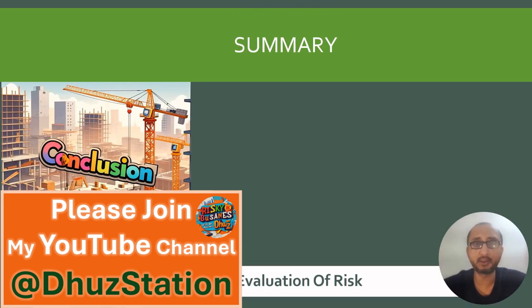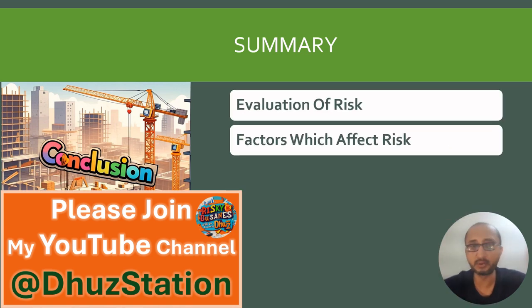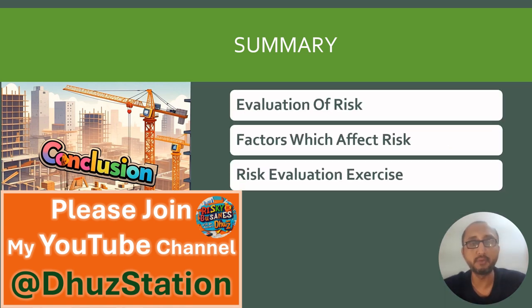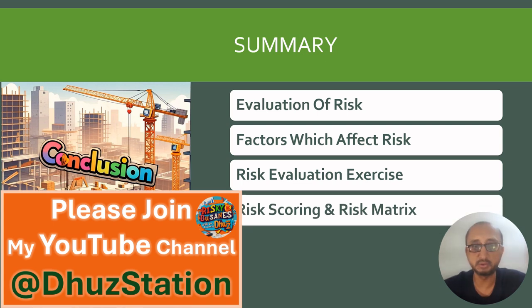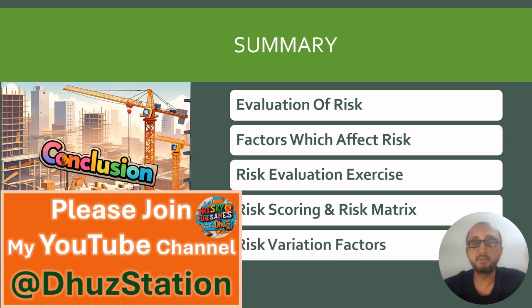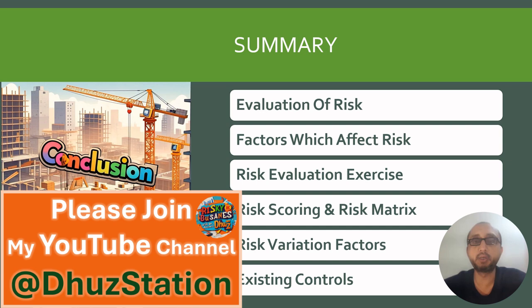So we have covered all the topics. Let's summarize them. We looked into the evaluation of the risk, how we evaluate the risk using the likelihood and consequences. Then the factors that influence the risk: environmental, human, and organizational factors. Then we did an exercise for the risk evaluation. Then we looked into risk scoring and the risk matrix and how we implement them. And then we looked into the risk variation factors, the existing controls, and their impact on our risks.